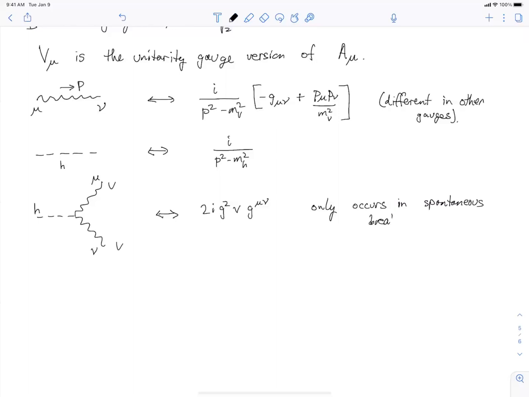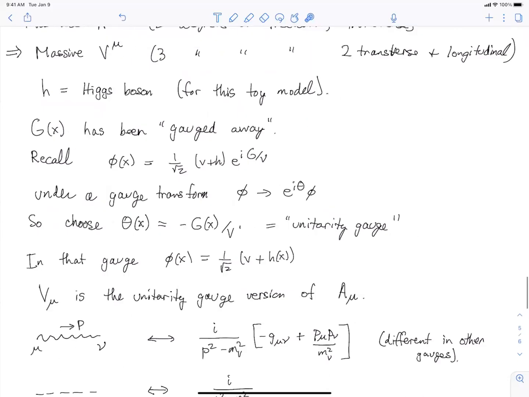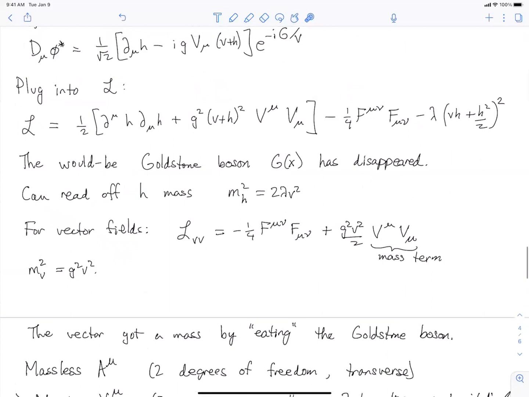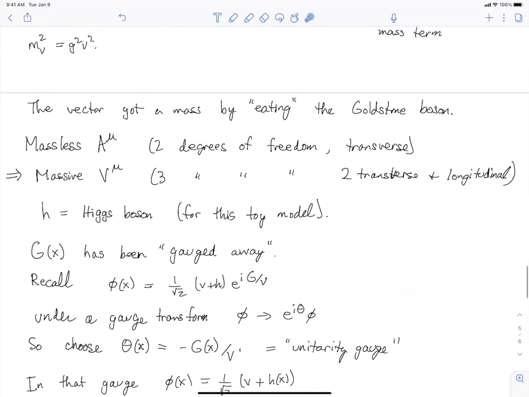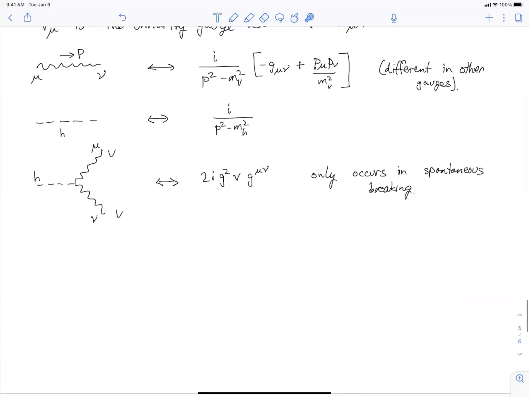In other words, you normally don't expect there to be an interaction with a single scalar and two vectors. But in spontaneous breaking, it does occur. We can see where that came from by going back to the Lagrangian up here. It's expanding this. So there's one V times one H times two vectors. Okay, that's where that comes from.